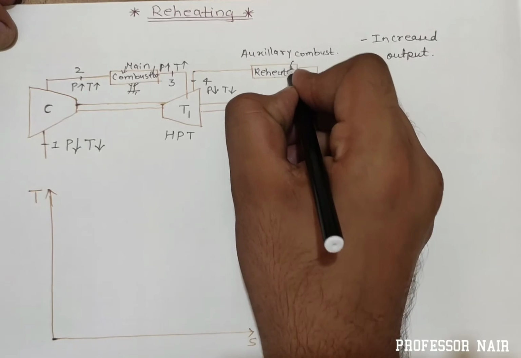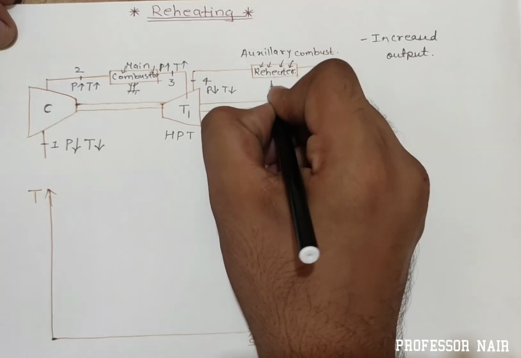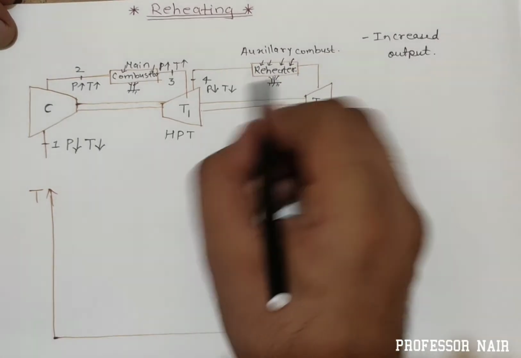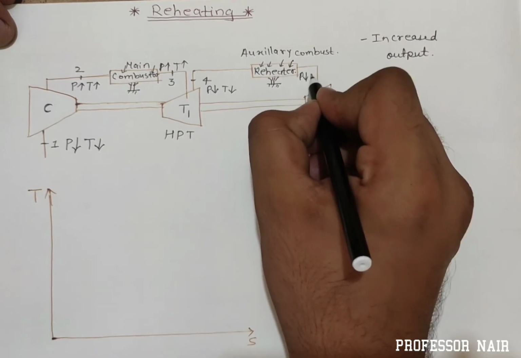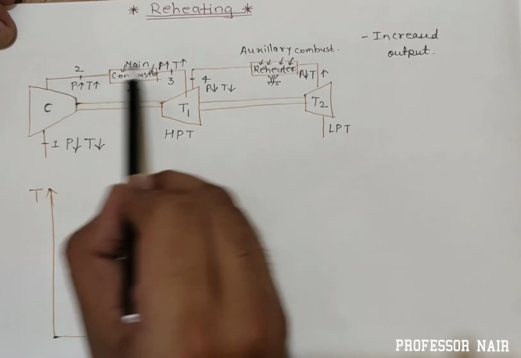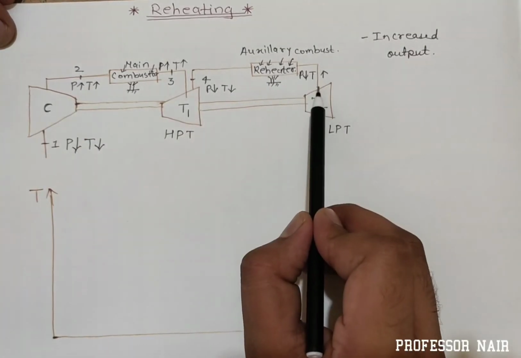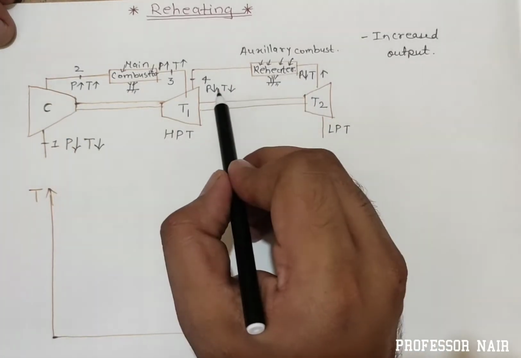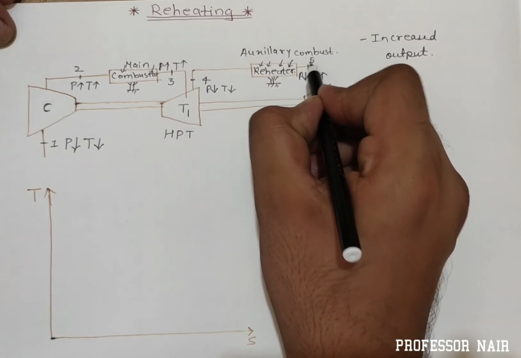Reheater means I will insert fuel here and heat it, right? Due to this, the pressure would be less, but the temperature will increase. From the compressor till the high pressure turbine, and from the high pressure turbine to the low pressure turbine, your diameter will remain the same, so the pressure would be the same here. This would be your point 5.